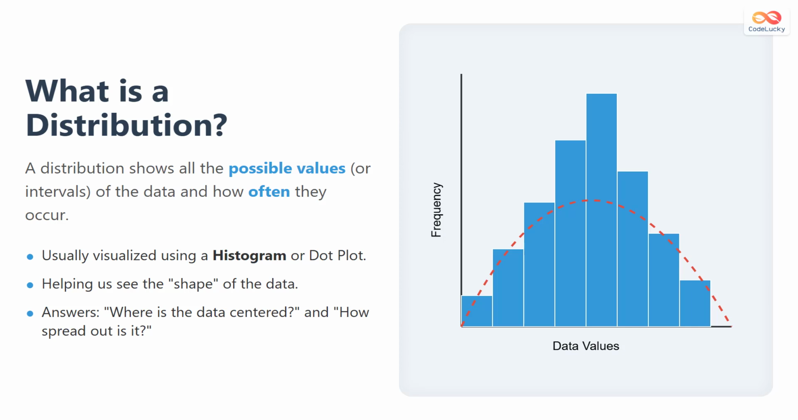First, what exactly is a distribution? A distribution simply shows us all the possible values in a dataset and how often they occur. We typically visualize this using a histogram or a dot plot. This visualization helps us answer key questions like, where is the data centered? And how spread out is the data? The shape of this graph tells us a story about the data.